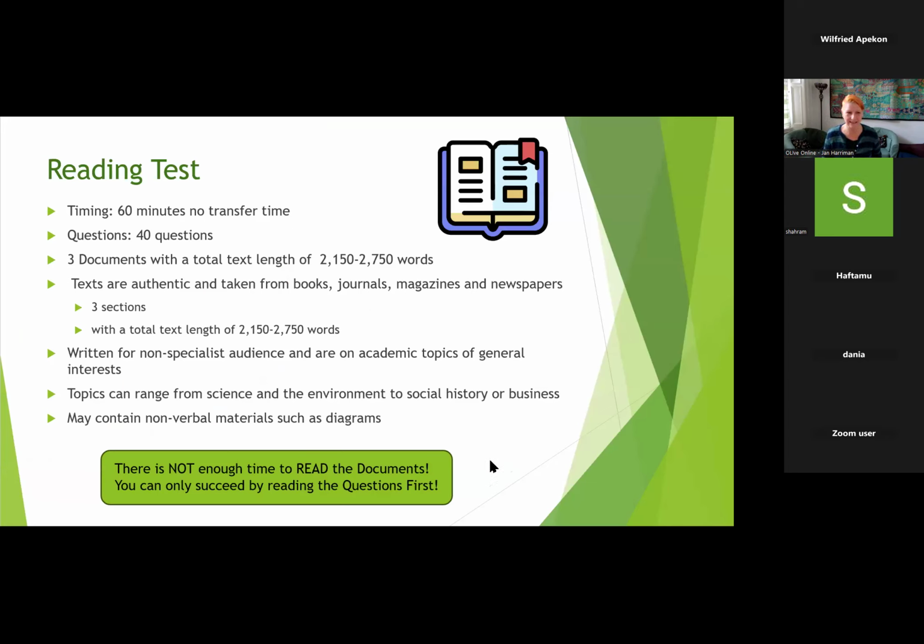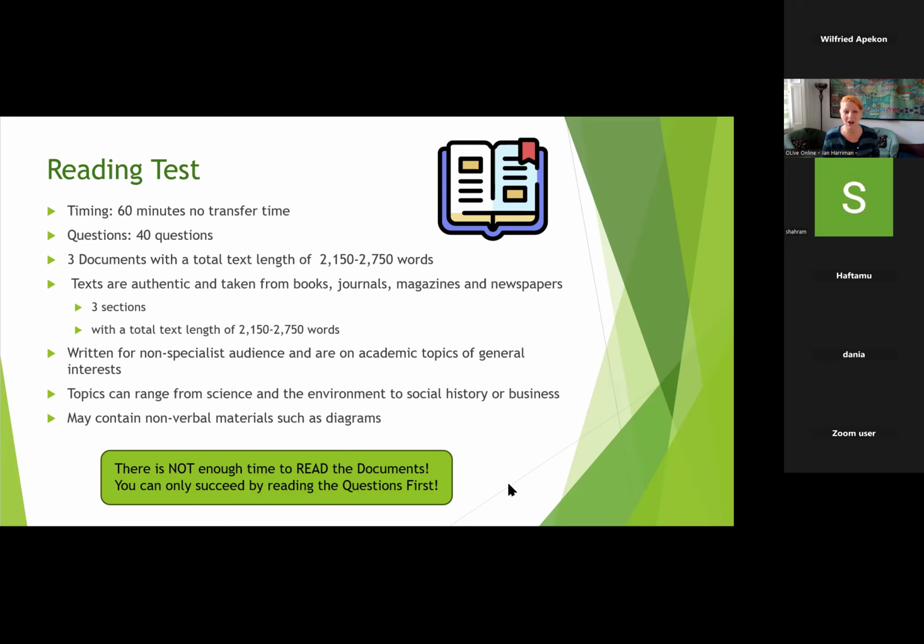So the reading test is 60 minutes. You write your answers directly on the answer sheet or on the computer screen, depending. There are 3 documents. They are academic, but for general use. And there are 3 sections to the exam. They are written for non-specialist audiences. They can range from science to the environment to social history or business. They could be anything. They may contain nonverbal materials such as diagrams as well.